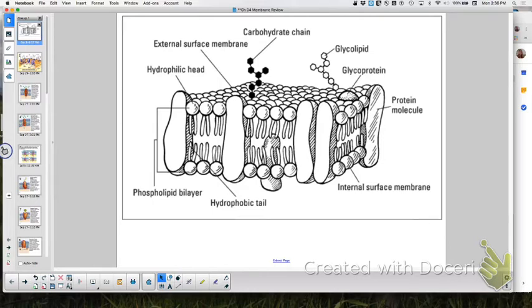Okay, so it's called the fluid. You've got to take your hood off, otherwise it makes you nervous.